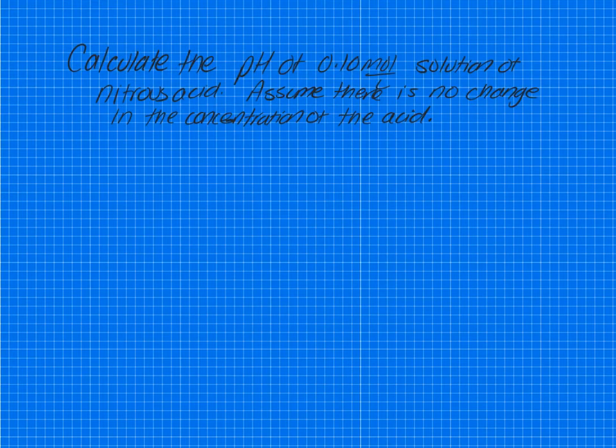Okay, so this is an example of one kind of Ka question. The question says, calculate the pH of a 0.1 moles per liter solution of nitrous acid. Assume there is no change in the concentration of the acid. So the very first thing that you have to do is write out the dissociation. This is the first step in all of the Ka questions: write out the dissociation equation.